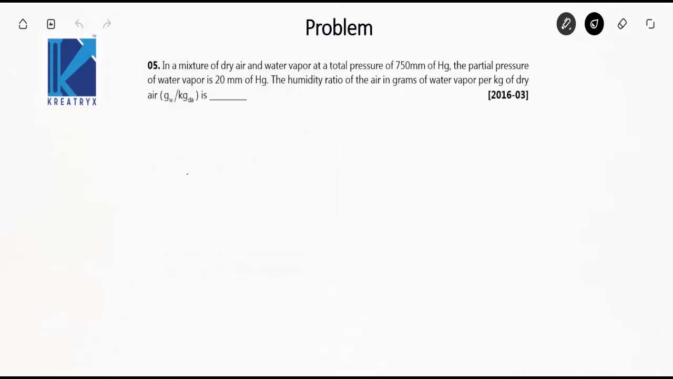The next question is, in a mixture of dry air and water vapor at a total pressure of 750 mm of Hg, the partial pressure of water vapor is 20 mm of Hg. So the total pressure is 750 mm of Hg, that is rho g h, where h is 750 mm. And the partial pressure of water vapor is 20 mm of Hg, so that implies rho g 20 is the partial pressure of water vapor, that is PV.